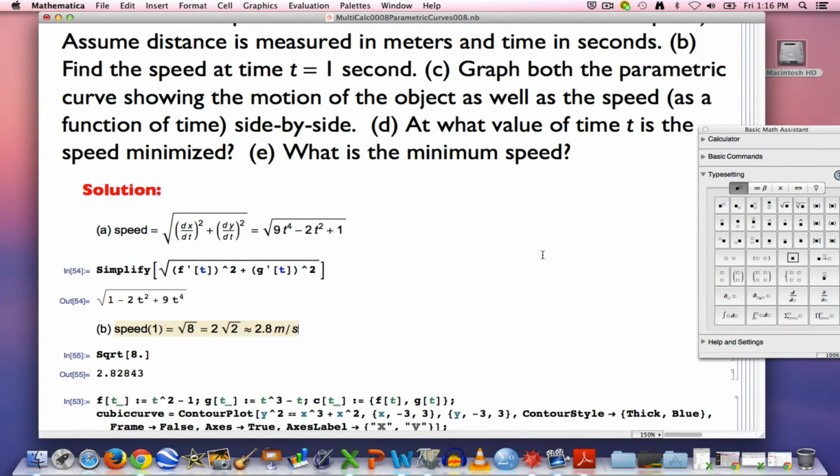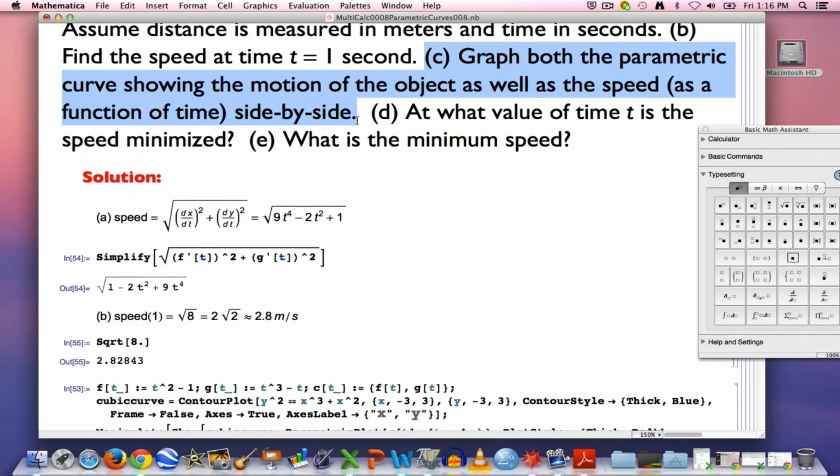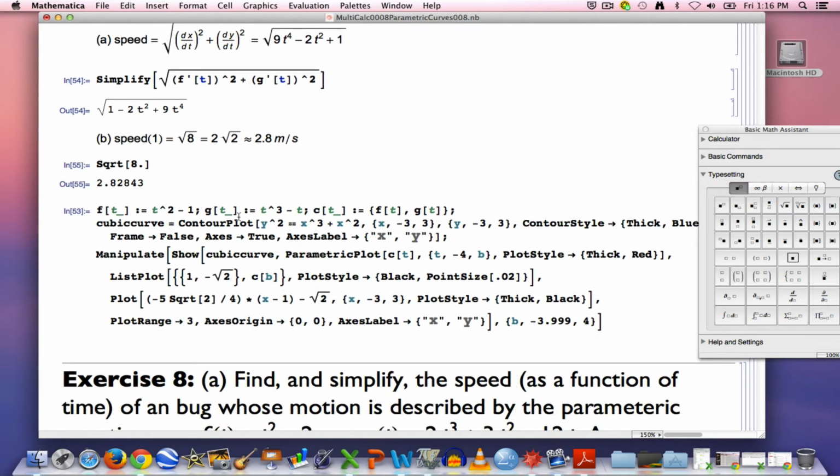All right. Part C, I want to graph both the parametric curve showing the motion of the object as well as the speed as a function of time side by side. How do I do that? I'm going to use all this that I've got here. I'm going to introduce a new command. I probably should have said at the start what it was. It's a command called grid. Take a look at what I have here.